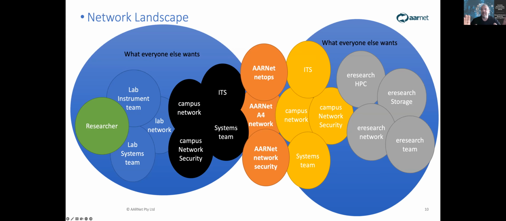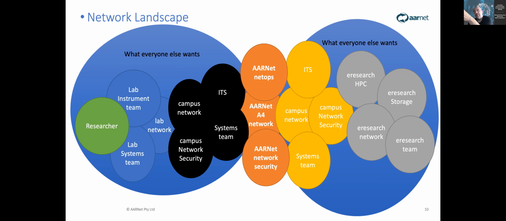This is just a brief view of when we're looking at moving data from an instrument from a researcher to, say, a HPC system in another organization. So in this, we're talking about lab instrument teams, the lab network, the lab systems team for the storage. Then you talk about the university's ITS division, the security teams, the campus network, the campus systems teams, and that's all within that first organization. Then you're moving on to AARNet, which then you're talking about the network security team, the network operations team that are trying to work through moving that data.